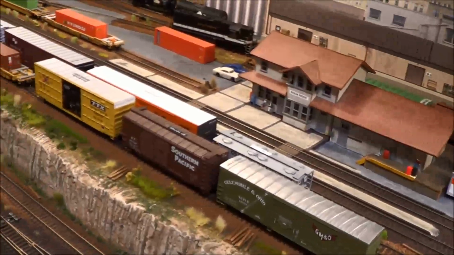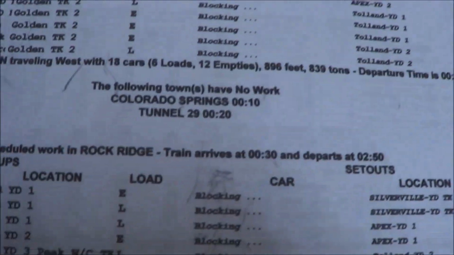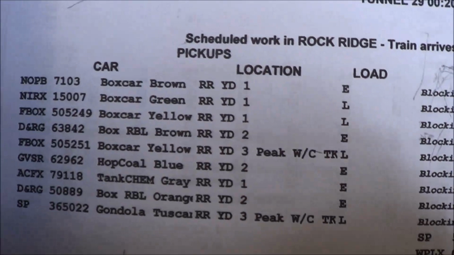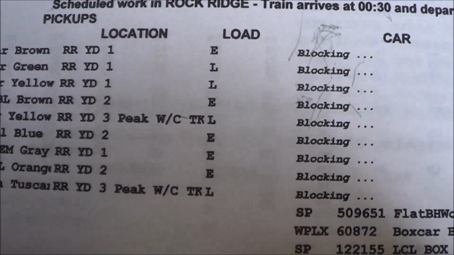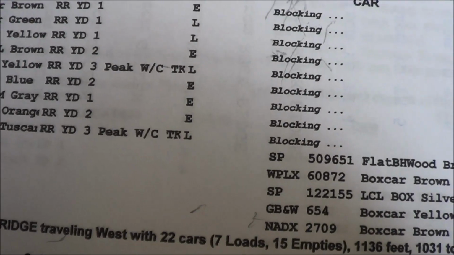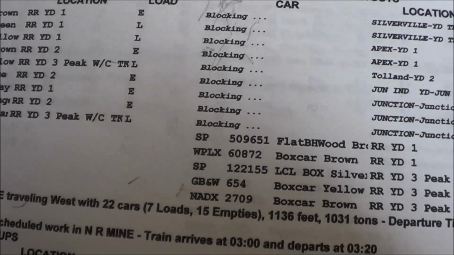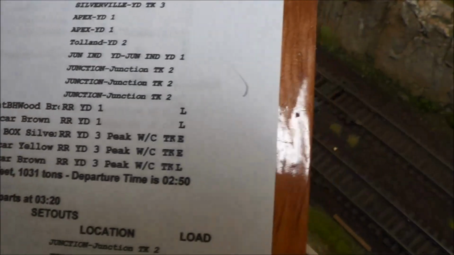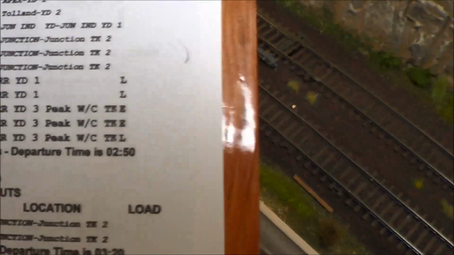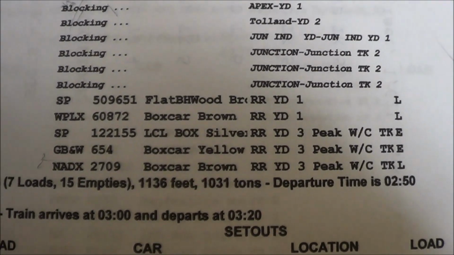We have these are the pickups right here. So we have track 1 cars, we have a car on track 2, 3, 2, 1, 2, 3. So we have to pick up all those cars that are going with us. Then we have to set out these cars right here on those tracks.